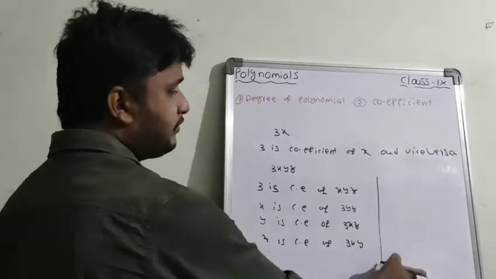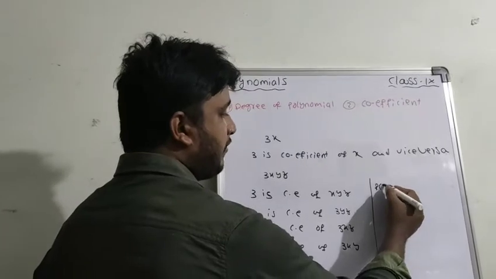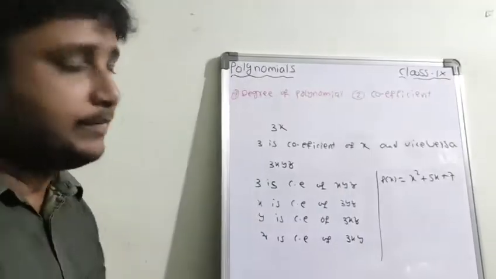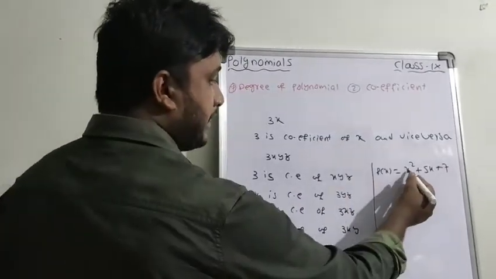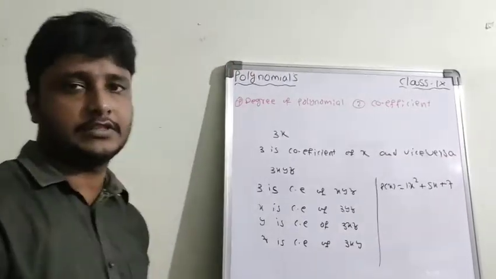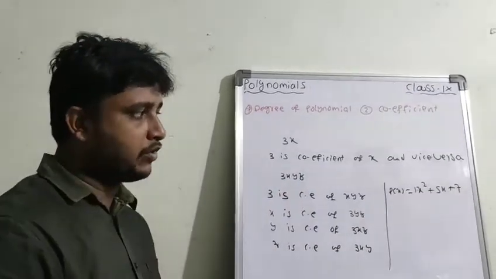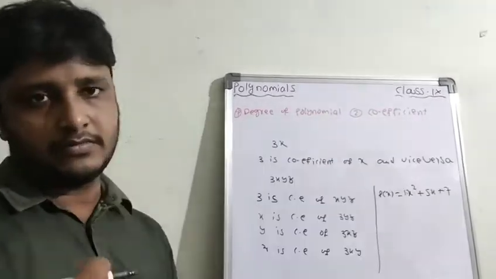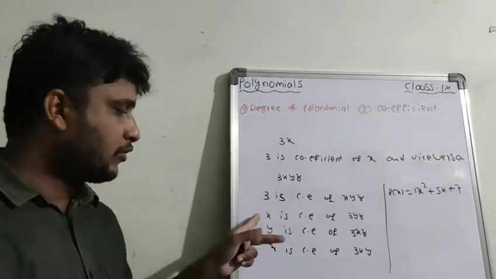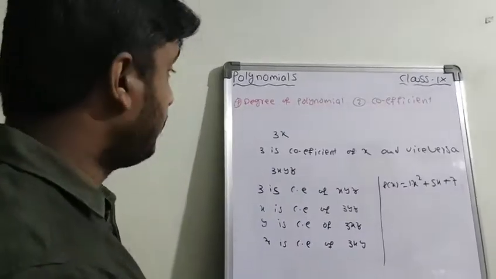But here we have no problem. We are taking polynomials with one variable. Say for example, p of x is x square plus 5x plus 7. So in x square plus 5x plus 7, the x square coefficient, there is no number written, means 1 is the coefficient, and the x coefficient is 5, and this is the constant. This is the way you have to find the coefficient. If the coefficient is a number, then it is called the numerical coefficient. If the coefficient is a variable, then it is called algebraic coefficient. So that is the important concept.